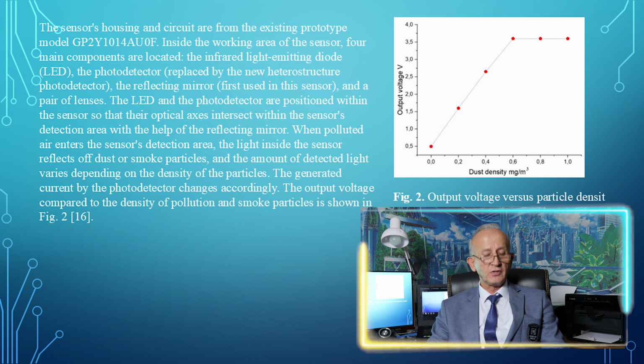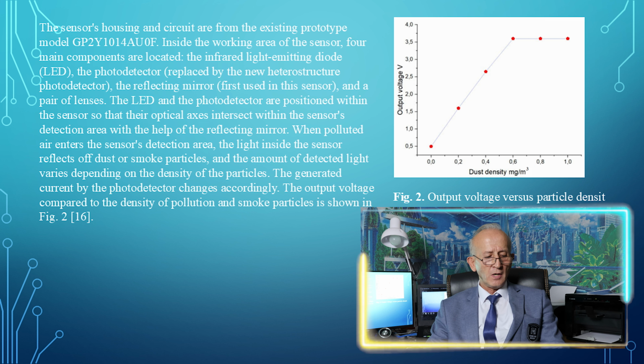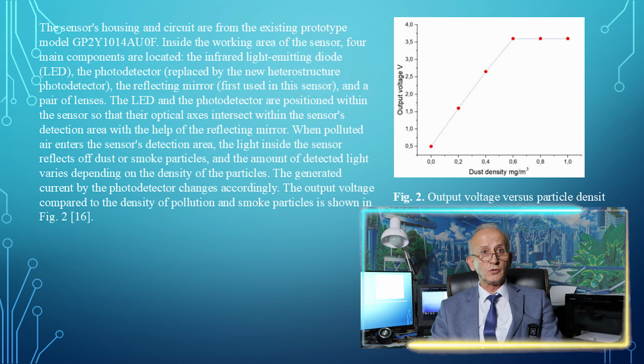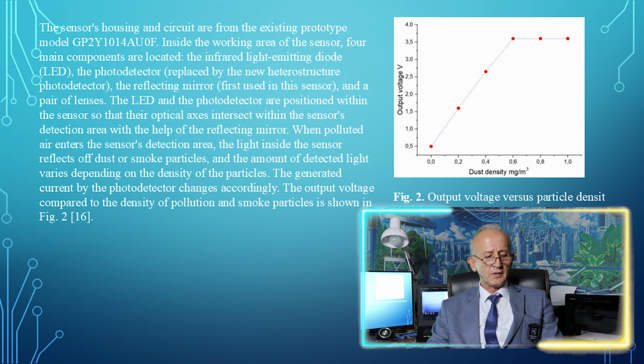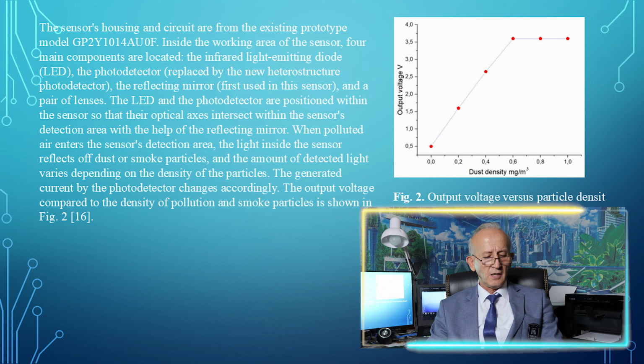When polluted air enters the sensor detecting area, the light inside the sensor is reflected by dust or smoke particles, and the amount of detected light varies depending on the density of the particles. The current generated by the photodetector changes accordingly. The output voltage compared to the density of pollution and smoke particles is shown in Figure 2.